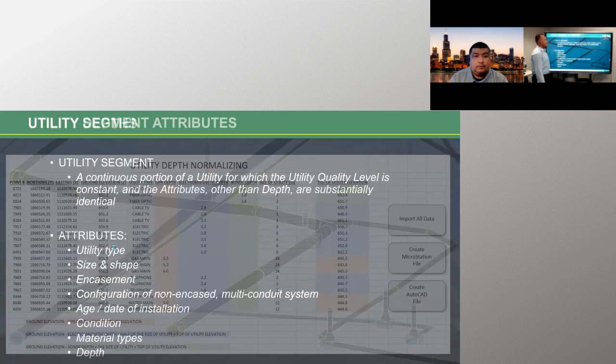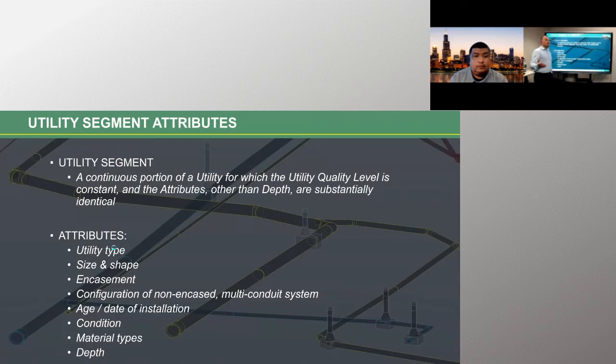And what happens once we get those depths? Because now we want to model this. Now we have the data. The data, post QC, we've checked everything. We have attributes. Now we have to assign these attributes to utility segments.